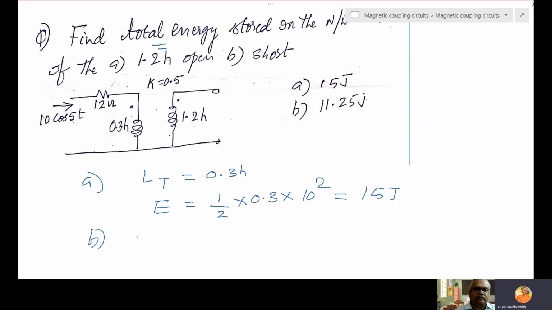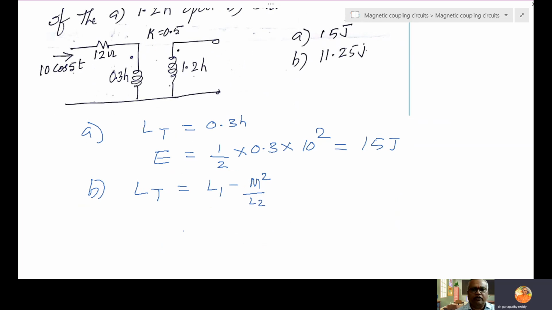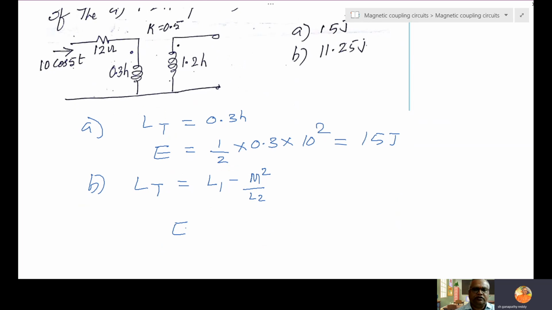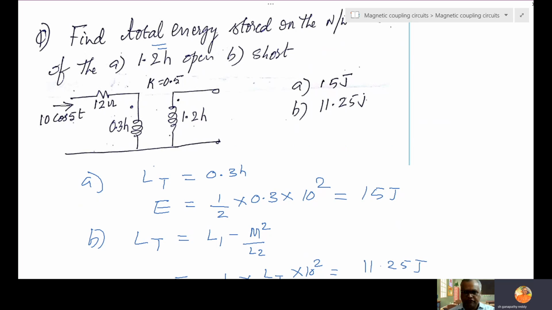Then the next bit, L equivalent when it is short. Remember there is one formula, L1 minus M square by L2. This formula was derived. So substitute L1, L2, M and you will get L equivalent. Then use half L i square. Energy is half into L equivalent, whatever you get, substituted. The current remains the same. Simplify, you will get 11.225 joules.